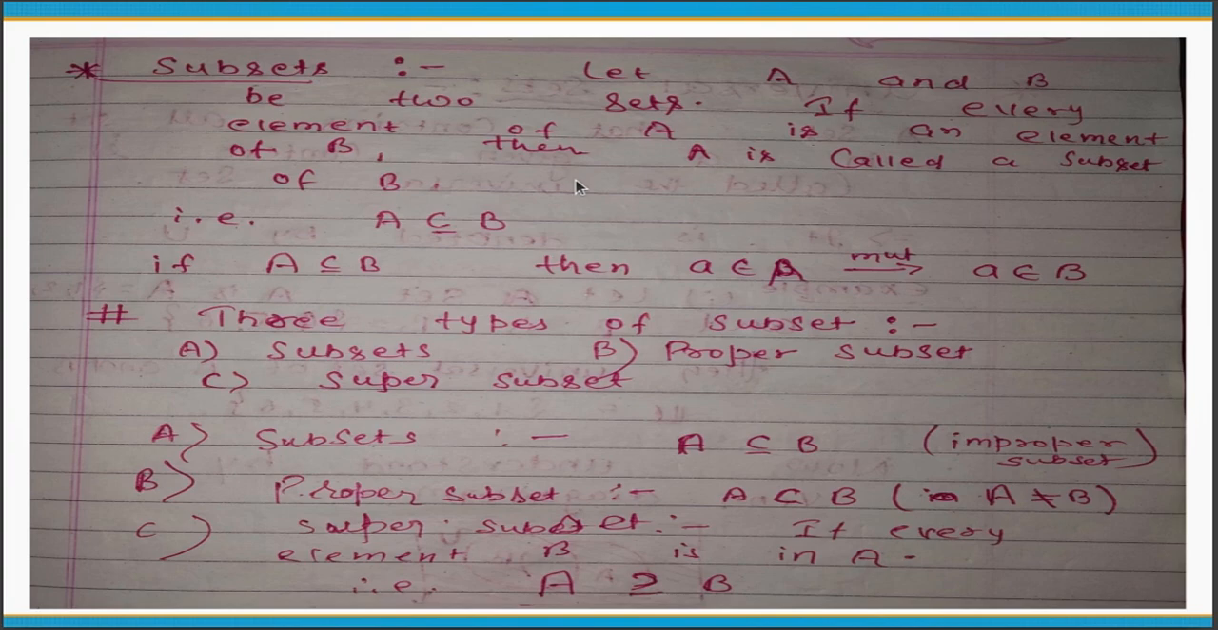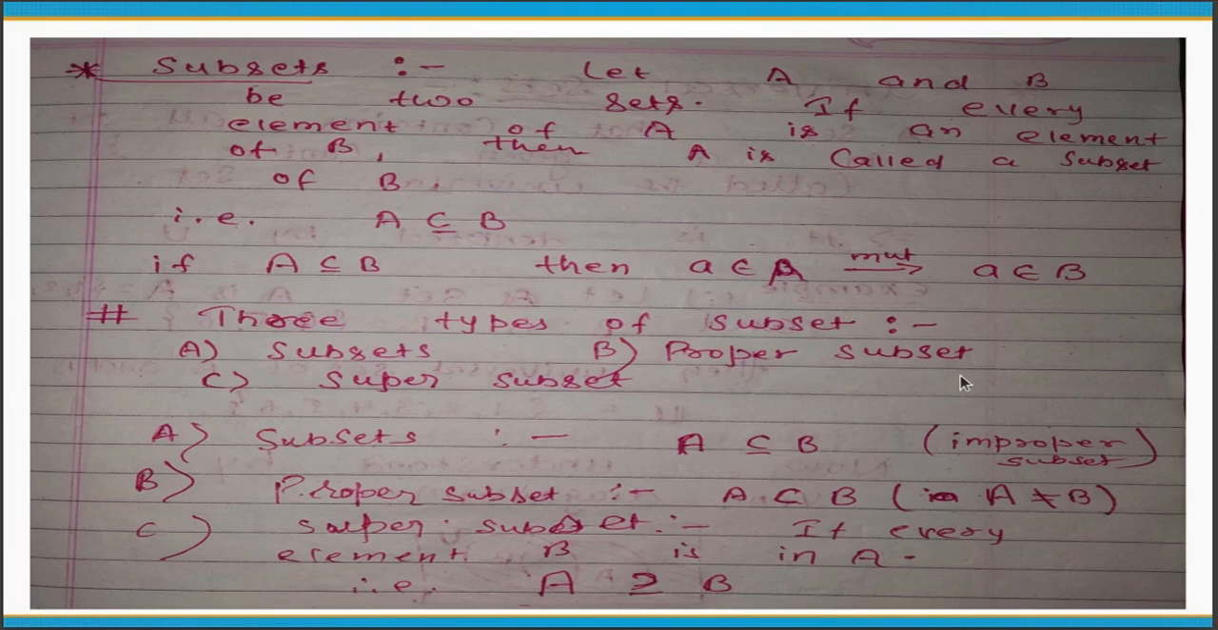A and B are two sets and every element of A is an element of B, then A is called a subset of B. A is a subset of B means every element of set A is contained in set B. That means if a belongs to A, then a must belong to B. If a is an element of set A, then a must be an element of set B.